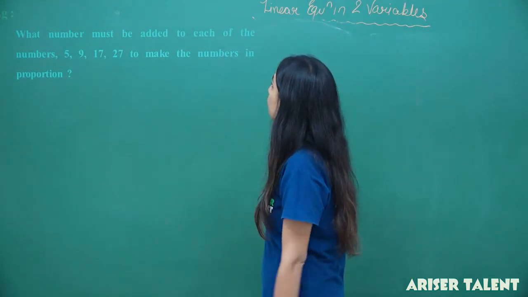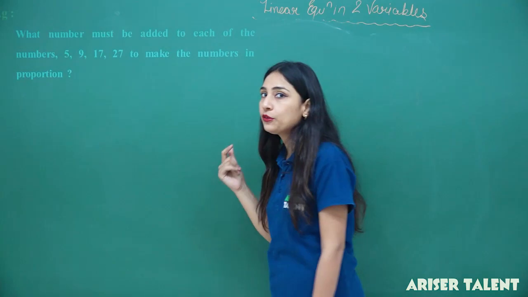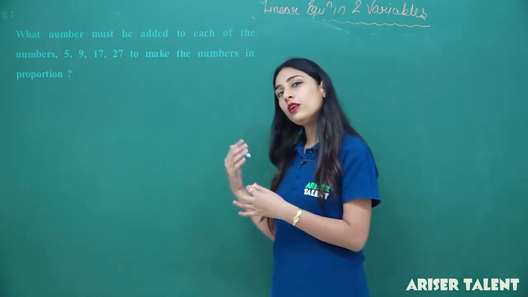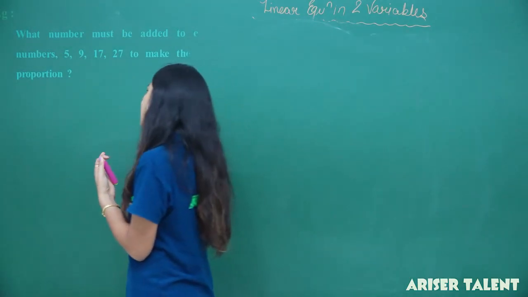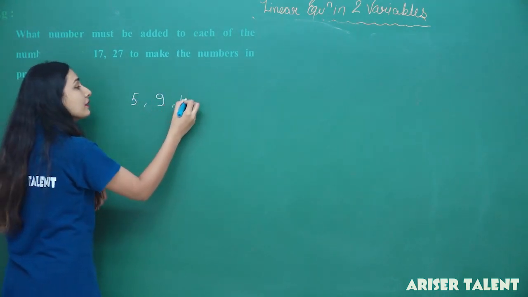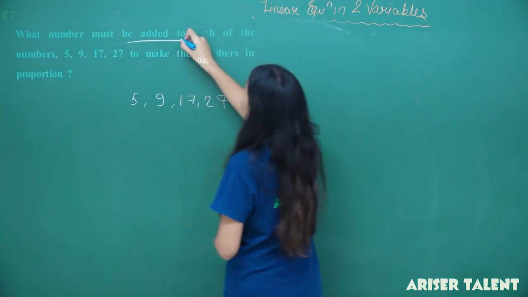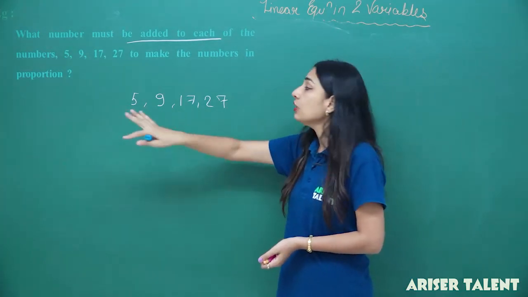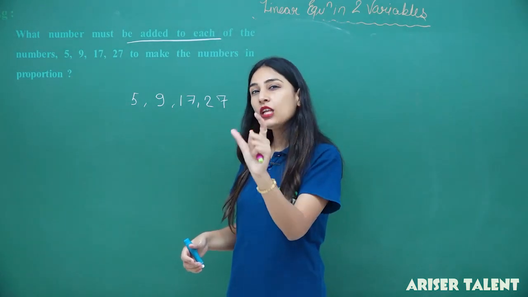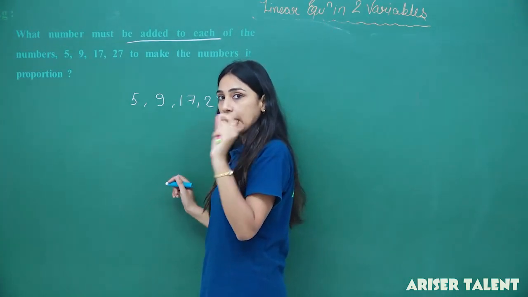What number must be added to each of the numbers 5, 9, 17, 27 to make the numbers in proportion? Right? So it's telling us that the numbers should be in proportion. Now what is he talking about? He's just politely asking us that you are having these 4 numbers. Now you must add a particular number to each of them. That means unknown. Unknown means you have to suppose it like x and y. So I am supposing it as x.